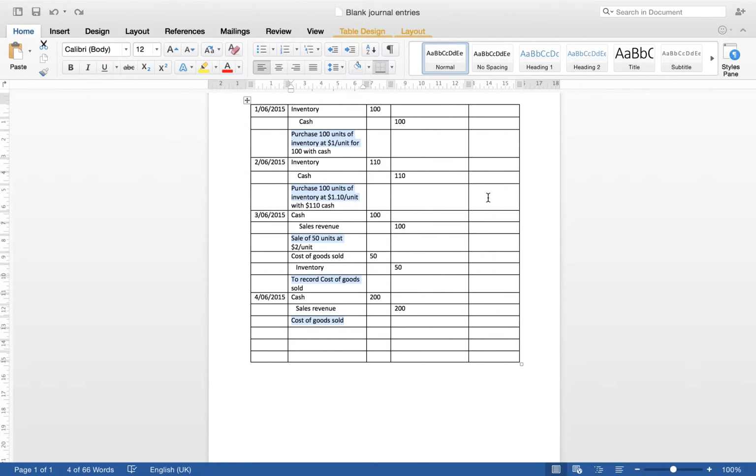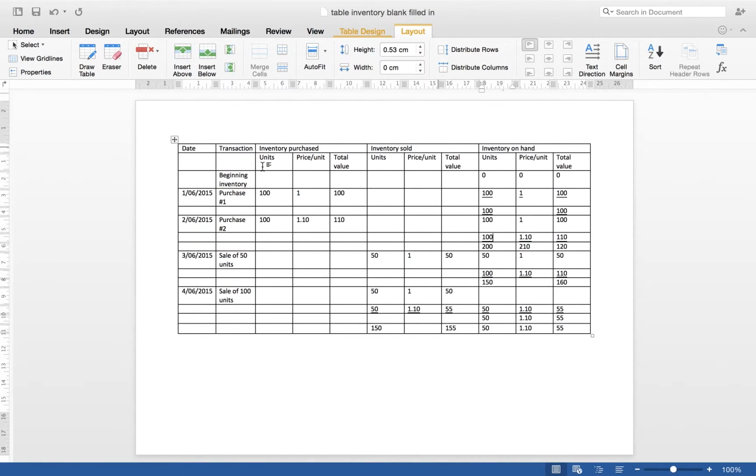Now we make a further sale of $200 or 100 units of inventory, debiting cash $200, crediting sales revenue $200, and calculating our cost of goods sold, we take our first 50 units from this $1 per unit and the second 50 units from $1.10 per unit for a total of $105 as our cost of goods sold.